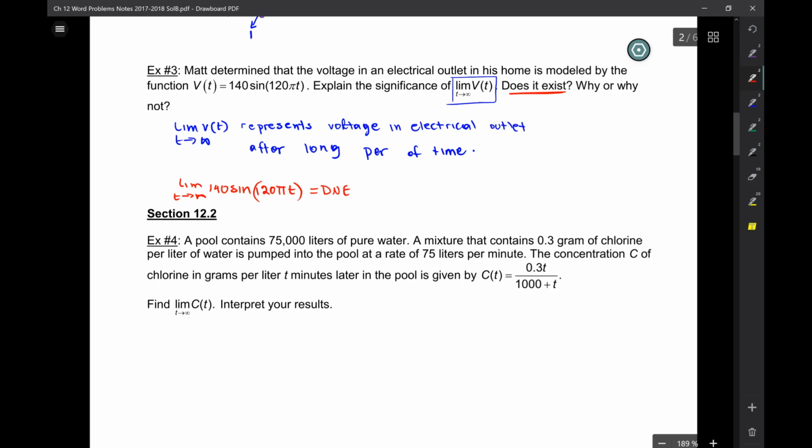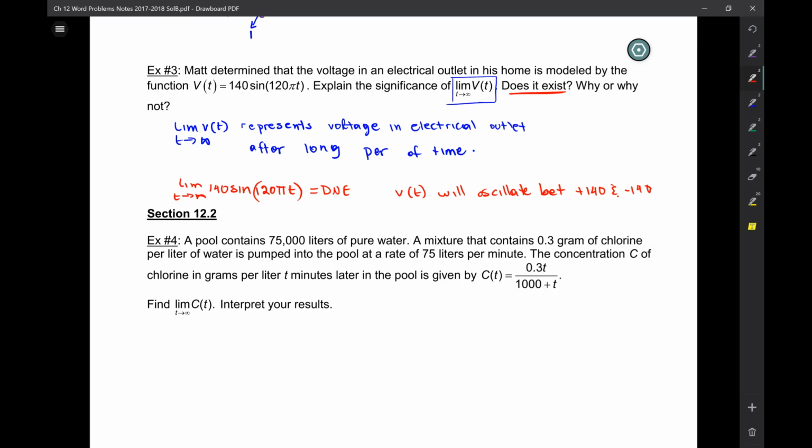Right, it does not exist. In fact, v of t will oscillate between what and what? Positive and negative 140. Positive 140 and negative 140. So I don't know, it could be 139. It could be 0. It could be negative 2. Okay?